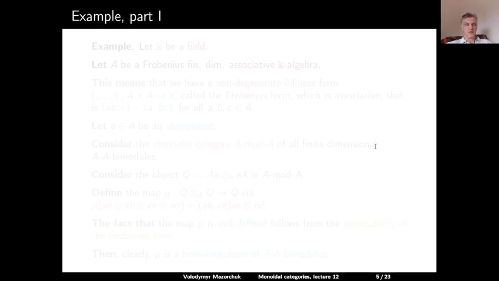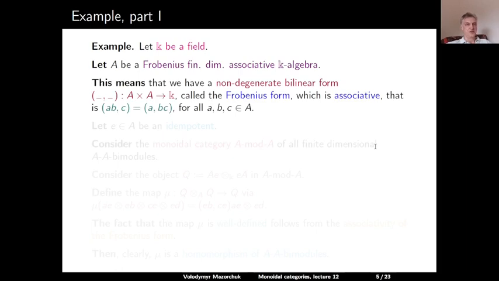So here is a more involved example. Let K be a field and let A be a Frobenius finite dimensional associative K algebra. This means that we have a non-degenerate bilinear form on A, which is called the Frobenius form, which is associative, in the sense that if we take the form of AB, C, the outcome should be equal to the form taken at A, BC. So this is the associativity condition for a Frobenius form on the algebra. And if an algebra has a Frobenius form, it's called a Frobenius algebra.